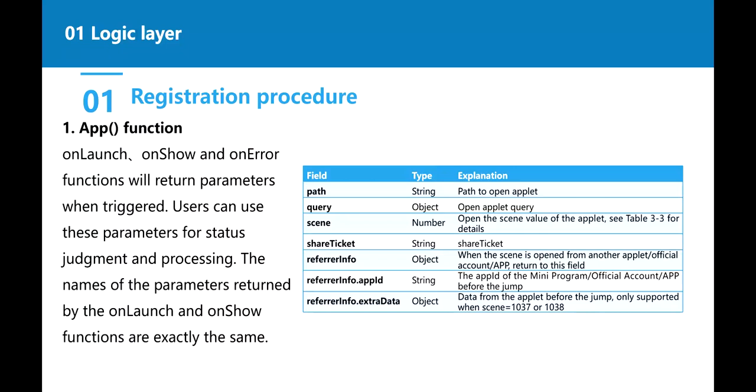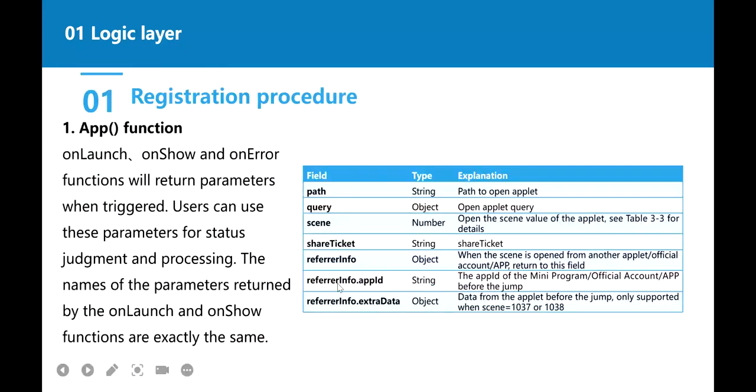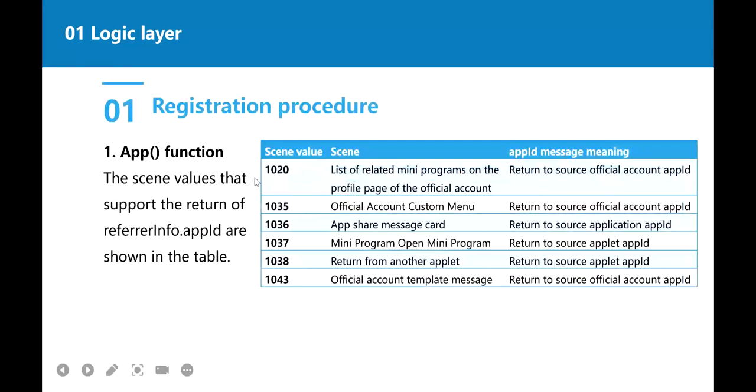We have several scenes that return referrer info extra data. Referrer info app ID can only be returned in some scenes, like those given here. The scene values that support the return of refer info app ID are shown in this table.